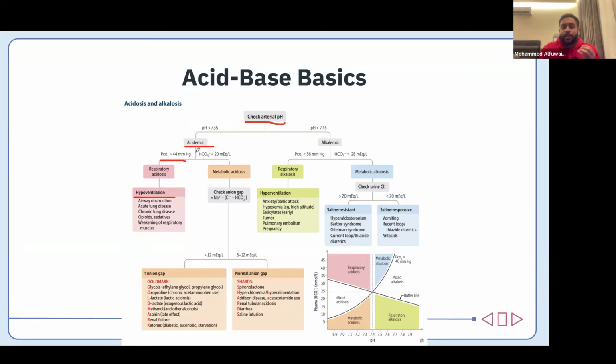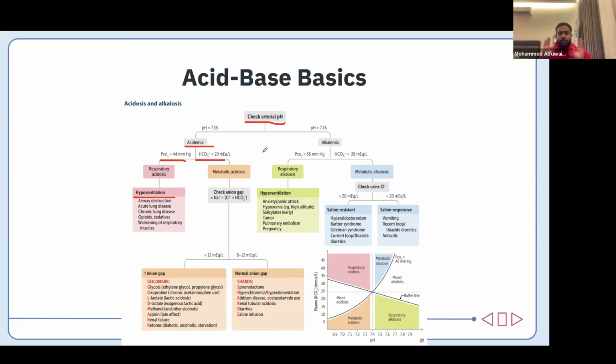Now, let's just say you saw CO2 and it's 38, which is in the normal range. Now you look at bicarb. Let's just say the normal value is 24. If it's less than 24, what do we call this? Acidosis, metabolic acidosis. Good. Now we think about metabolic acidosis.